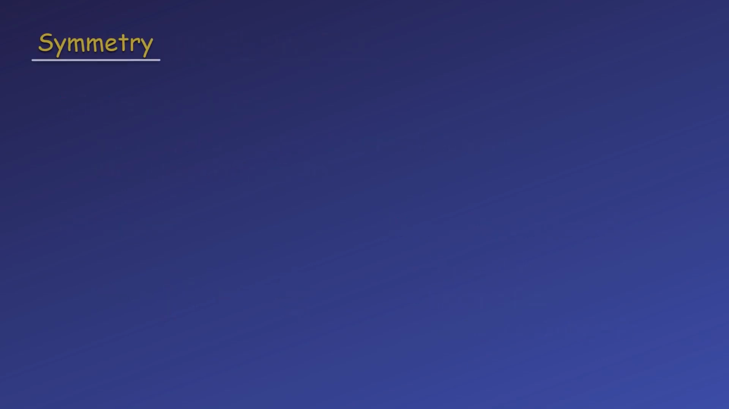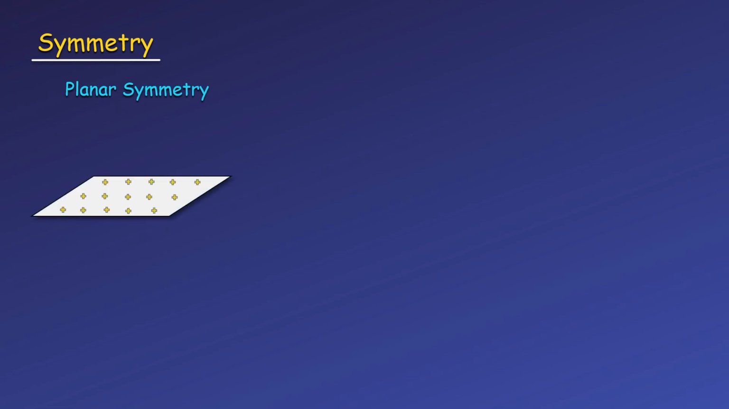We'll begin with symmetry. There are three important types of symmetry that we'll focus on and take advantage of. These are planar symmetry, cylindrical symmetry, and spherical symmetry. An example of planar symmetry is a very large or even infinite plane or plate of charge. The electric field from this surface charge will be perpendicular to the plane everywhere.